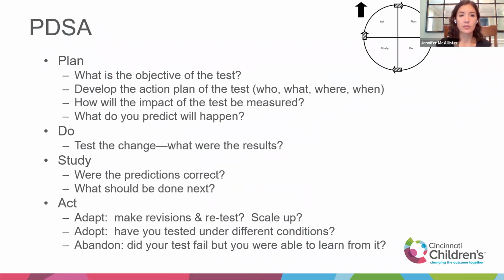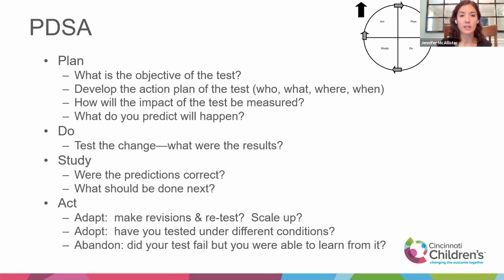So PDSA stands for Plan, Do, Study, Act. This is our model of how we implement small tests of change to impact our larger aim. And so the plan portion of the PDSA is the blueprint of our test. So we look at what the objective of the test is. We develop an action plan for the test. So that looks at the who, the what, the where, and the when. And then we look at how the impact of the test will be measured and what we will predict will happen. The do portion is actually implementing that test of change and evaluating the results.